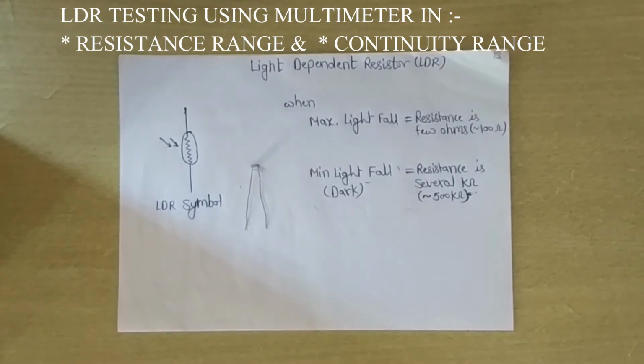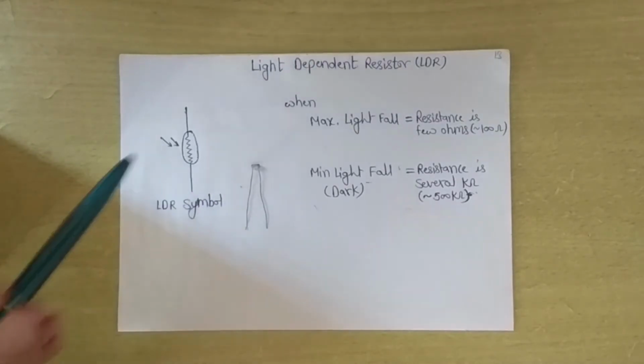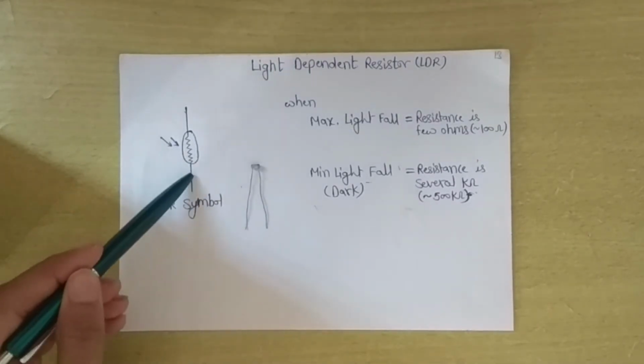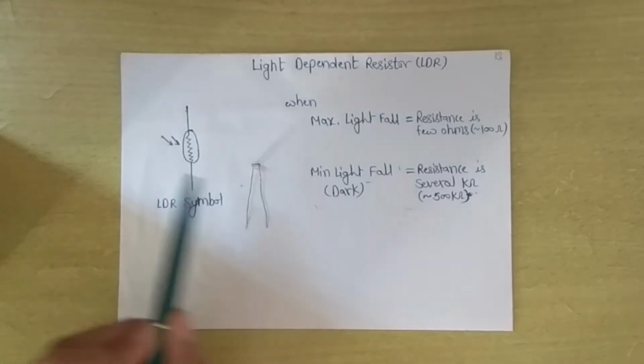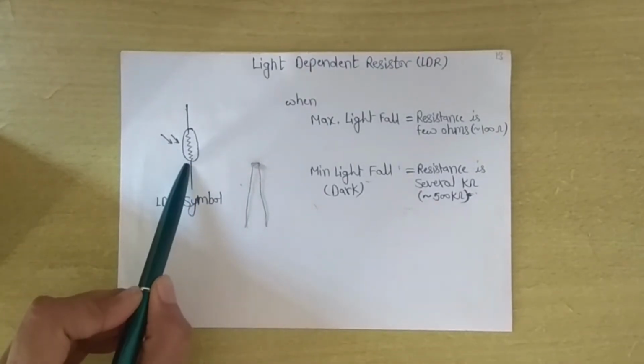Hello friends, today we are going to learn about the LDR, which is a light dependent resistor. Its resistance varies according to the light falling on its surface. So this is the symbol of LDR. The inward arrows show that its resistance varies according to the light falling on its surface.